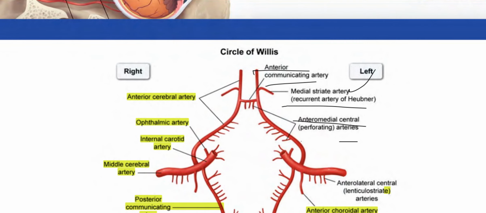The anterior cerebral arteries communicate with each other through the anterior communicating artery. The anterior cerebral artery is also giving rise to the medial striate artery, that is the recurrent artery of Heubner, right?